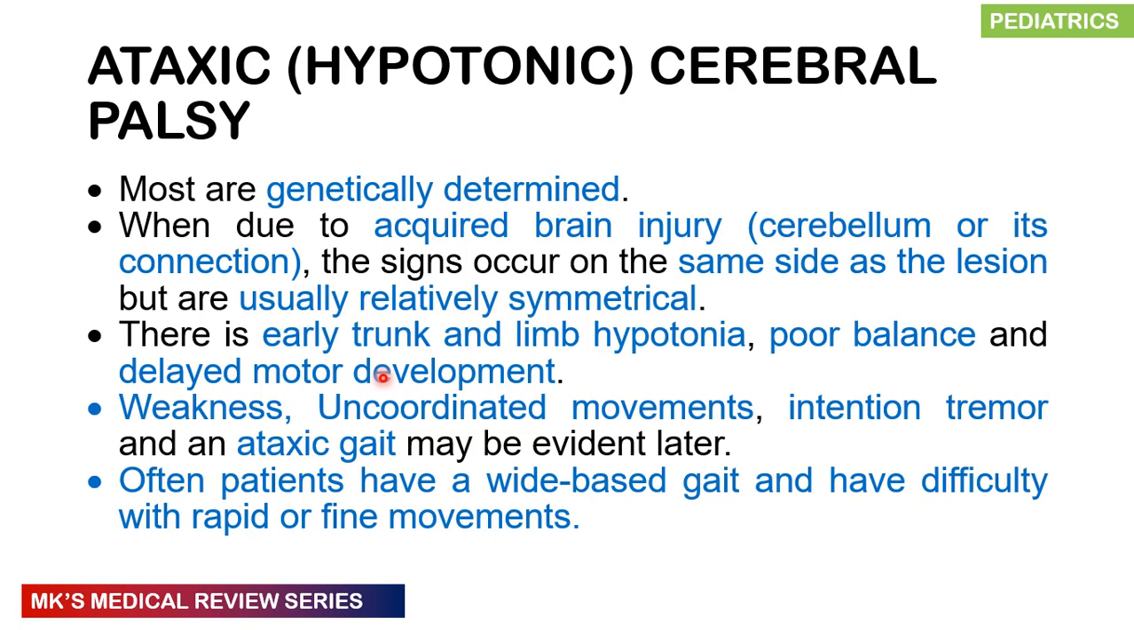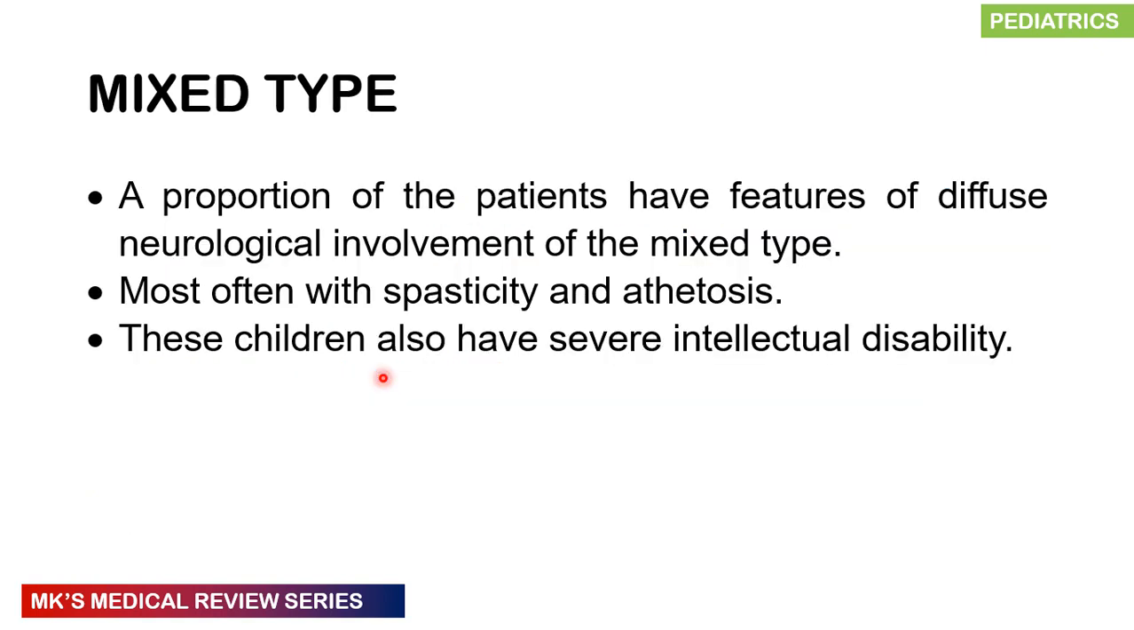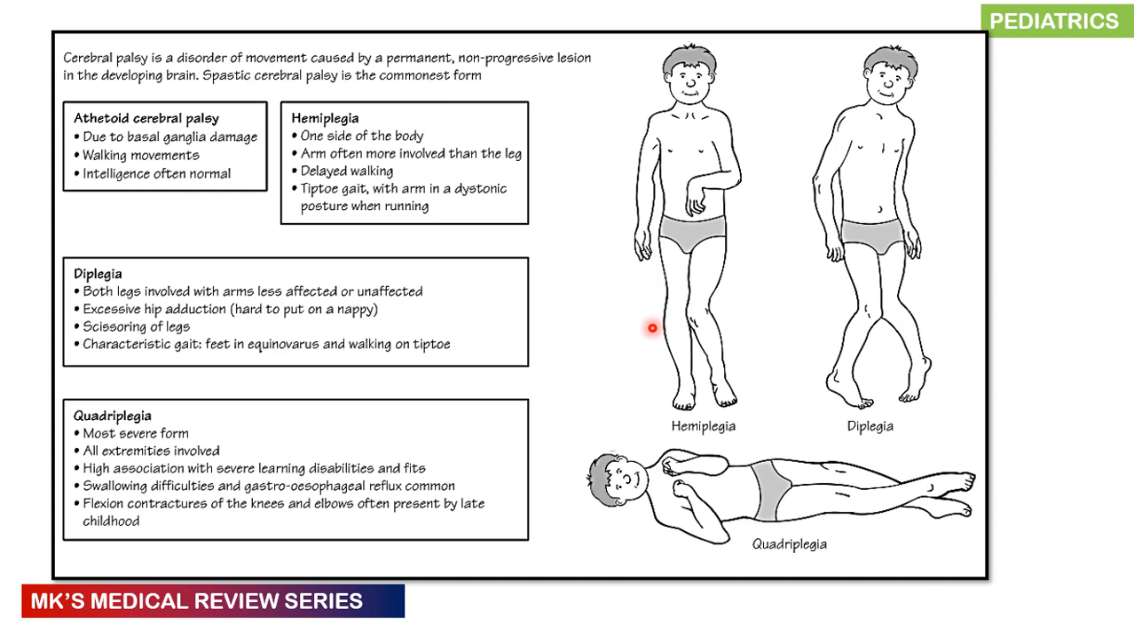dysdiadochokinesia. I don't know if I actually butchered the word or said it quite right. You should look that up. Then we do have a mixed type, which has a proportion of certain features, and most of these are going to be spasticity and athetosis, and most of these children are also going to have severe intellectual disability. Now here's a summary of the types of spasticity.